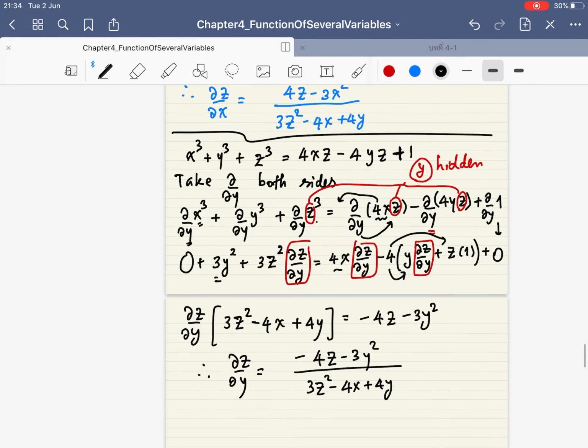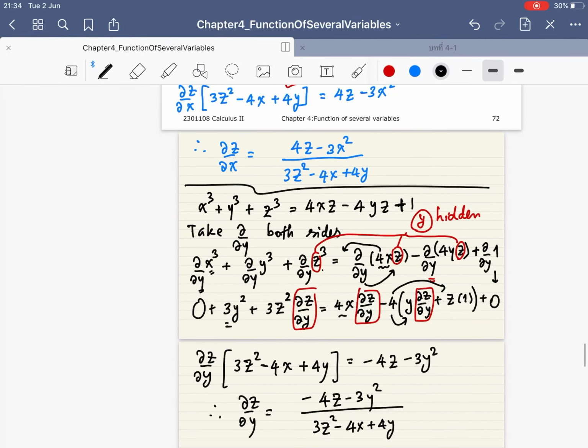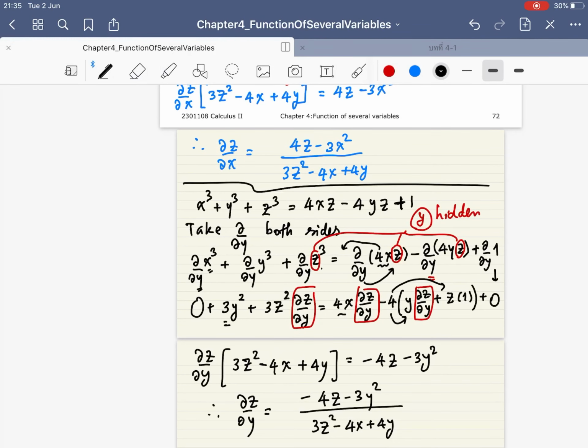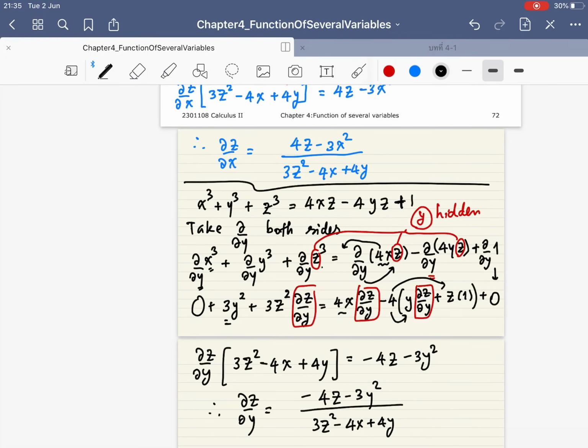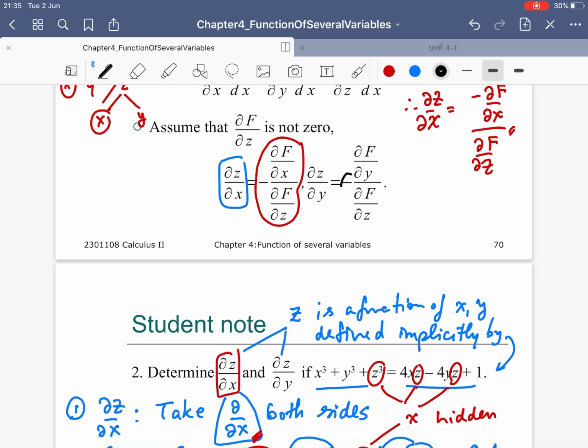Okay, so if you use this idea to find your partial derivative from the implicit definition of your function, that will be, I mean, to me, a lot easier than memorizing the formula, because if you want to memorize the formula, you need to have this extra negative over there, so that you cannot forget.